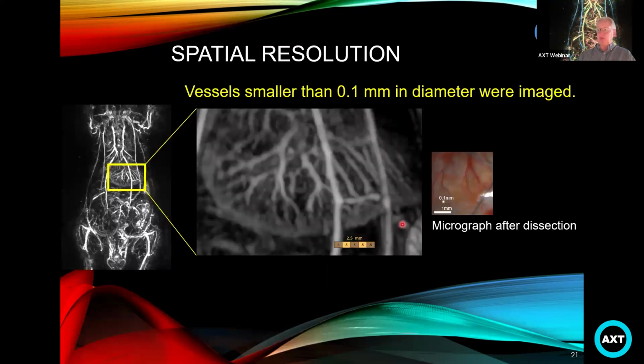In terms of spatial resolution, we're quite comfortable in choosing about 100 microns resolution in imaging. And this was confirmed from this image of the liver, looking at the same blood vessels after dissection, and noting that they were measured after dissection at 0.1 millimeter.